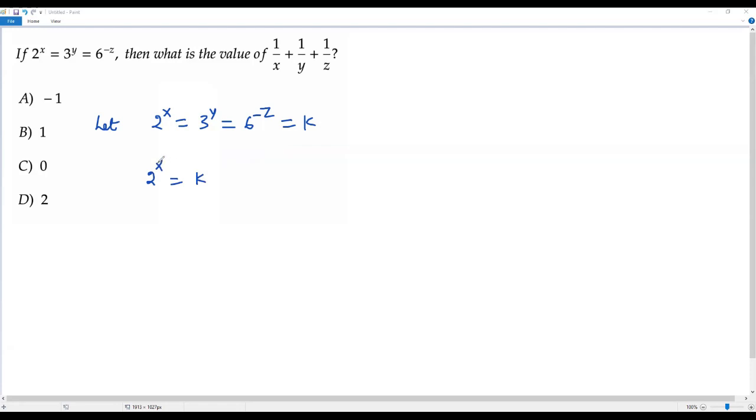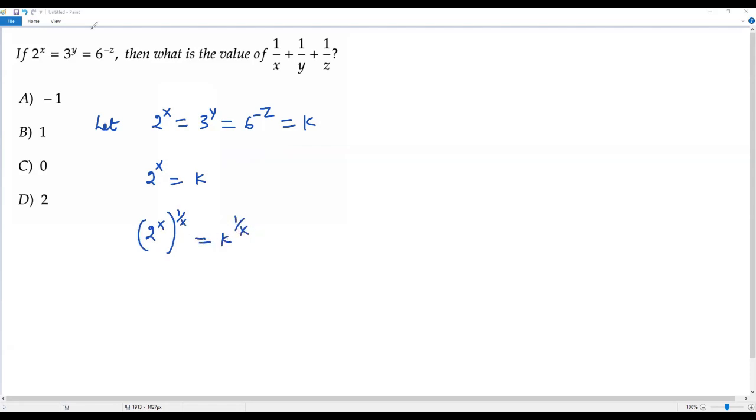Now I'm going to get rid of this exponent x. If I want to get rid of the exponent x over here, what should I do? I have to raise both sides to the power of 1 over x, which is the reciprocal of the exponent x. Now let me raise both sides to the power of 1 over x. Then I'm getting 2 to the x power raised to the power of 1 over x equals k to the power of 1 over x.